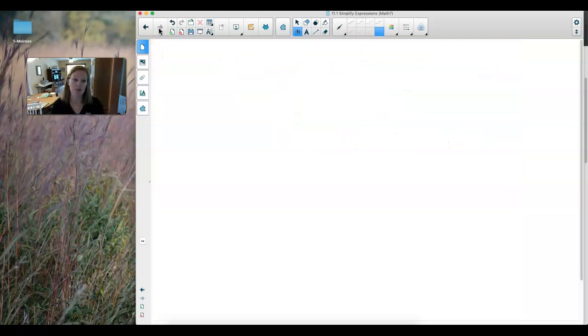Okay, so your homework today is going to be very similar to Tuesday's homework, where you're going to be simplifying expressions, but today everything is going to have parentheses, and you need to make sure that you are distributing before you combine like terms.